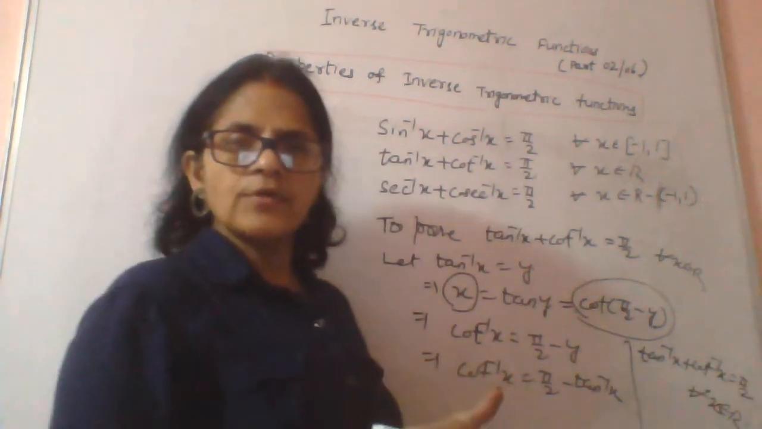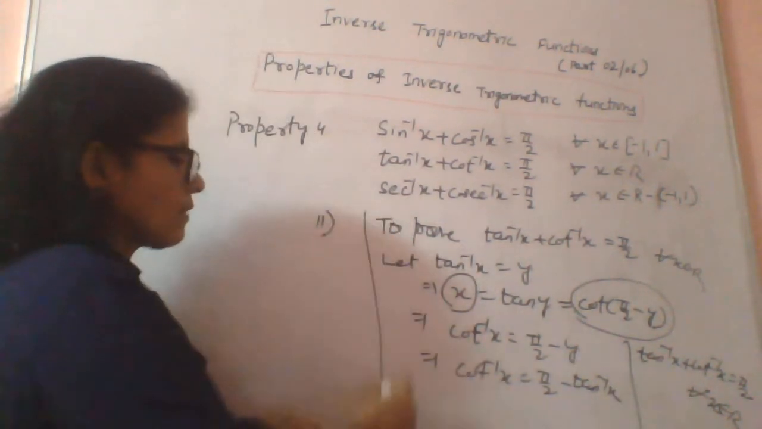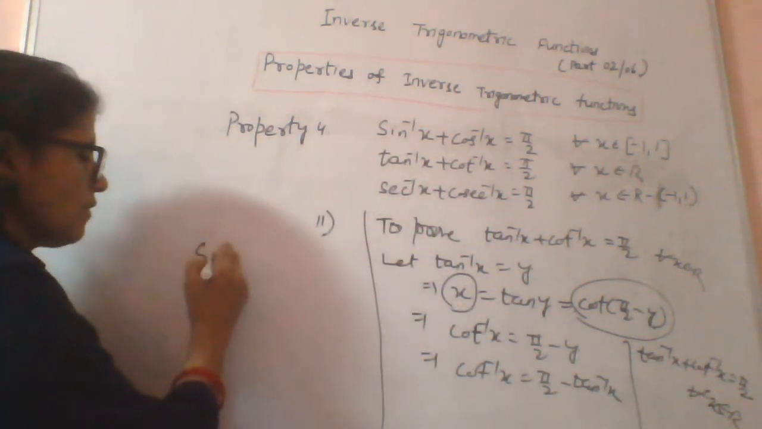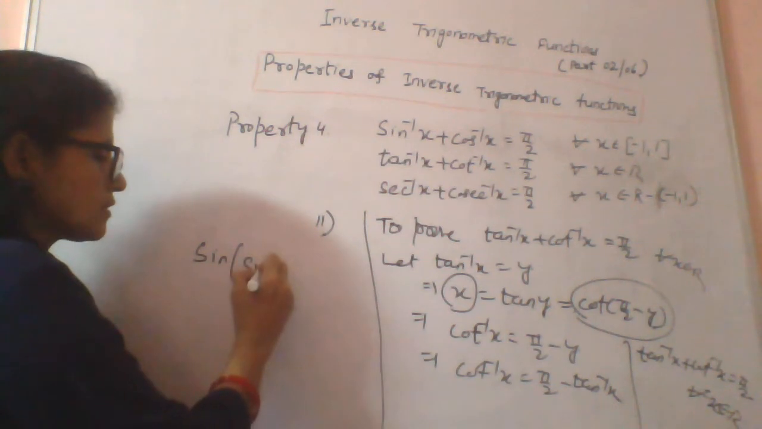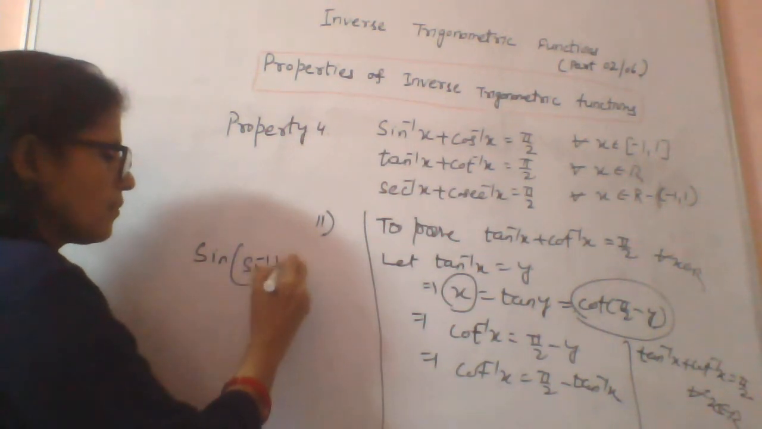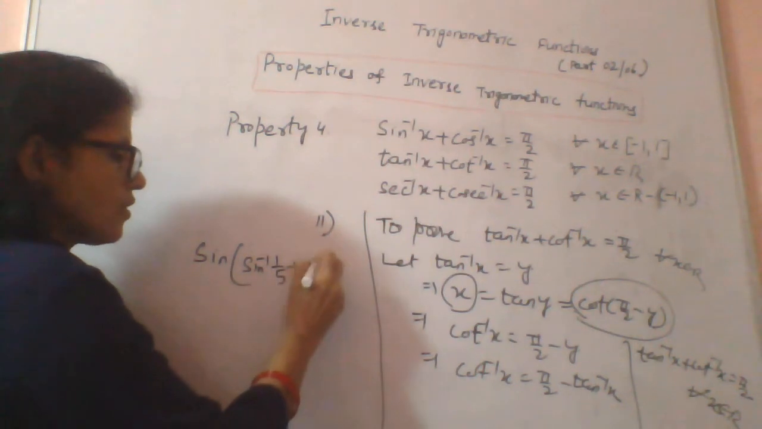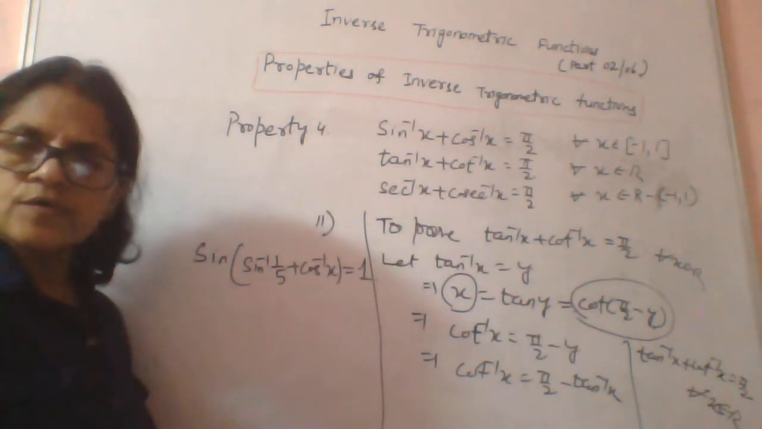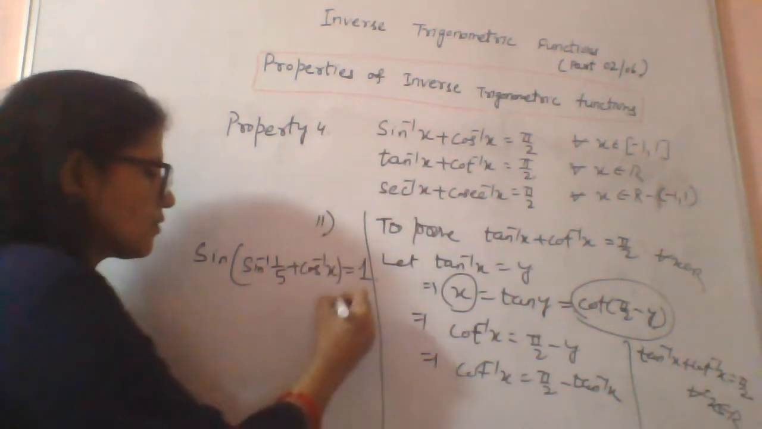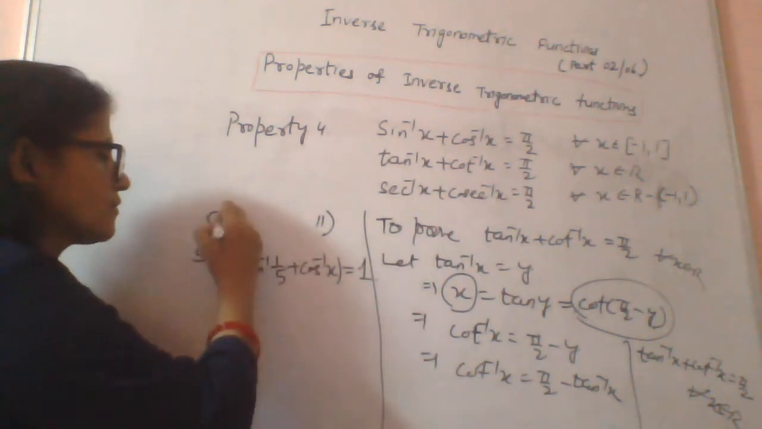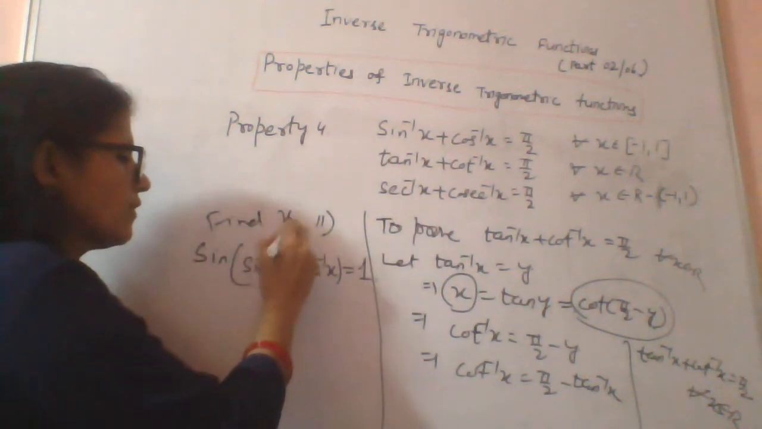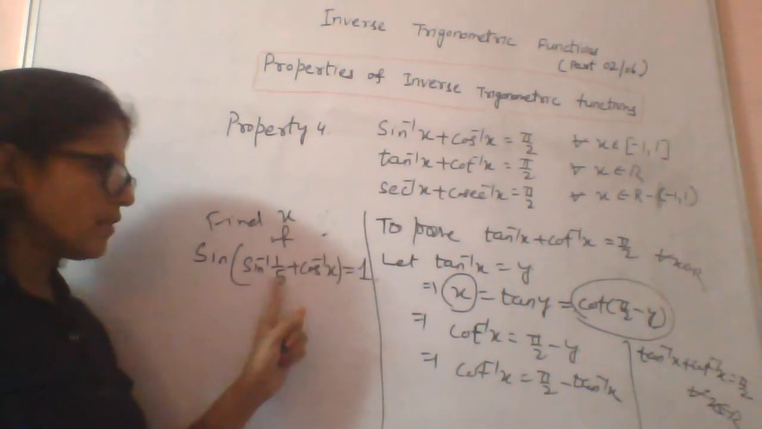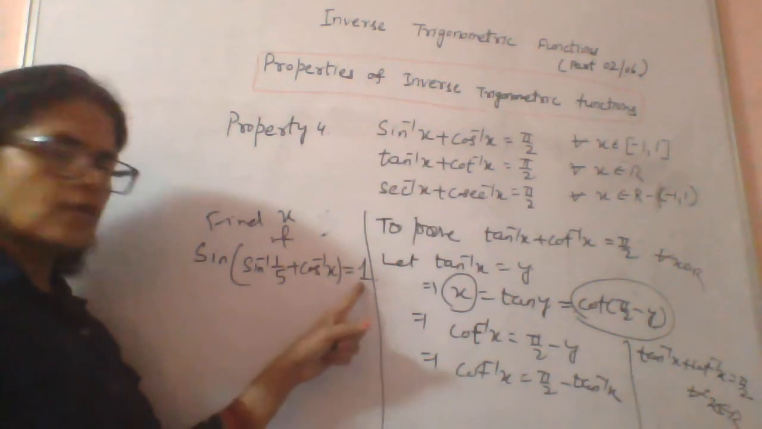Okay, so now how to use it? Apart from other uses, maybe I can take one question associated with this. Suppose you have sine inverse 1 by 5 plus cos inverse x, it is equal to 1. This is one of the questions from your NCERT book. The question is find x. So find x if sine inverse 1 by 5 plus cos inverse x equal to 1.